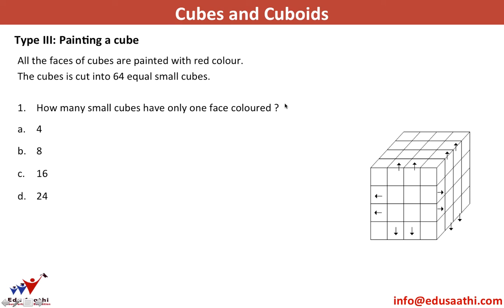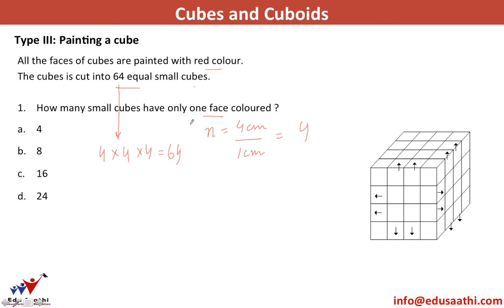All the faces of a cube are painted with red color. The cube is cut into 64 smaller cubes. How many cubes have only one face colored? Again, we'll find n first. I have 64, which is 4 into 4 into 4. This is equal to 64. So I'll assume that this bigger cube had the side of 4 centimeter and the smaller cube has the side of 1 centimeter. So this gives me n is equal to 4.